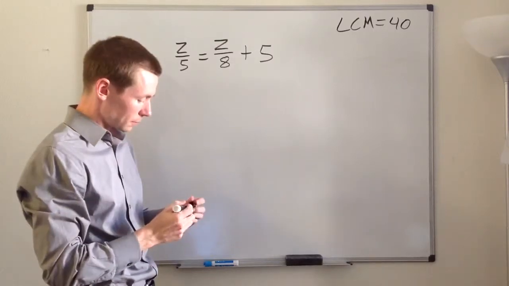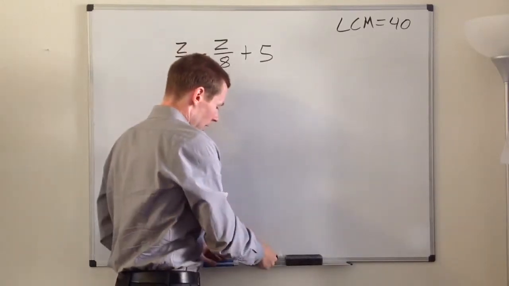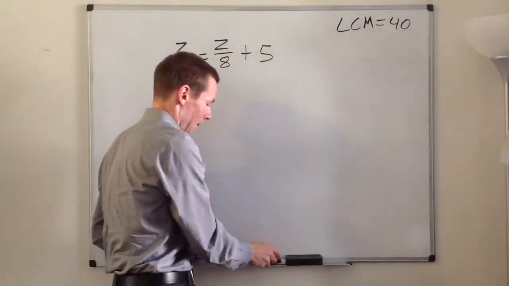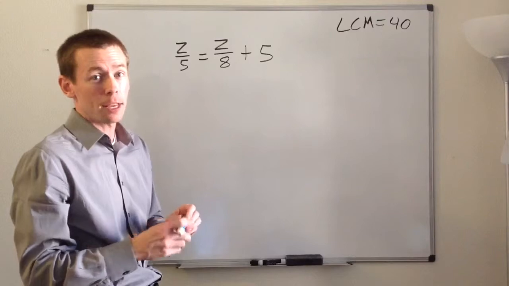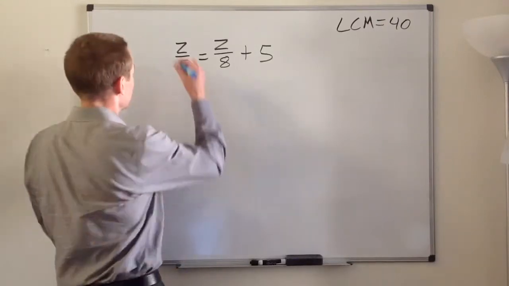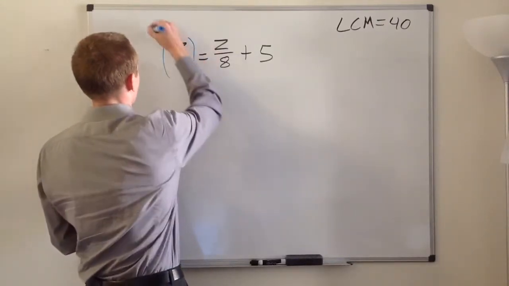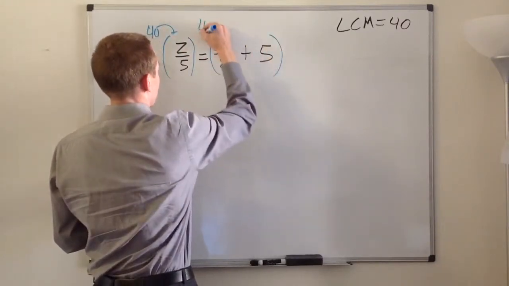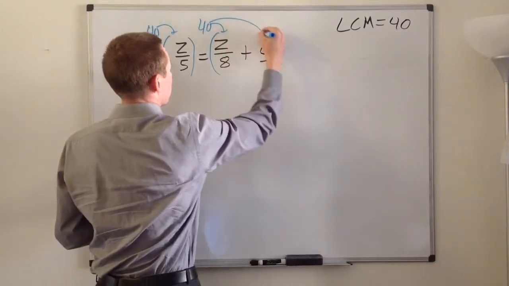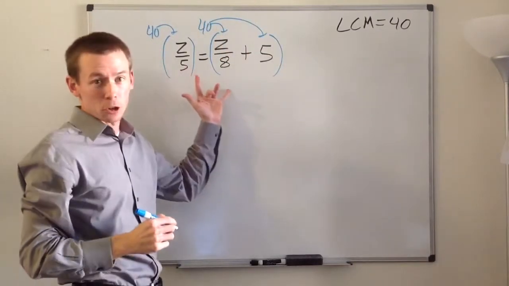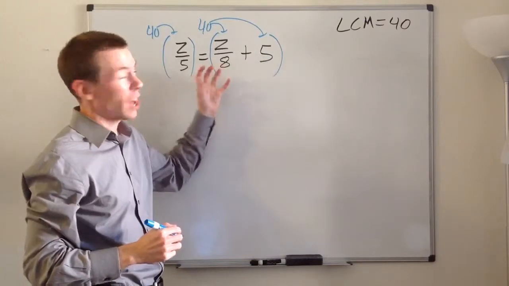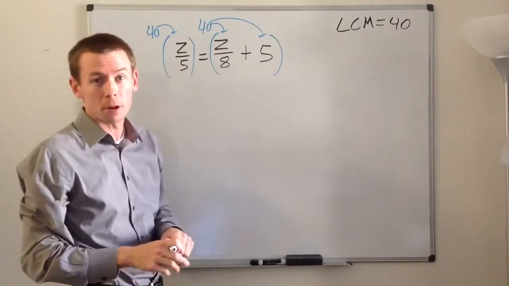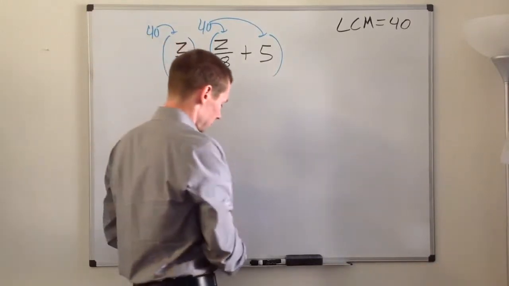Okay. So, just like we did in the previous problem, we're going to multiply the entire left side by 40 and the entire right side by 40. So not just the fractional parts, but the entire side on both sides. So that's also going to include, in this particular case, this whole number of 5. Okay?